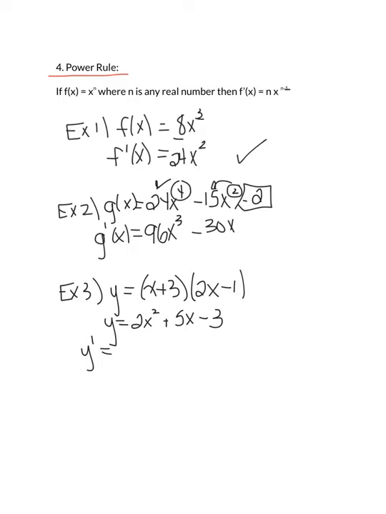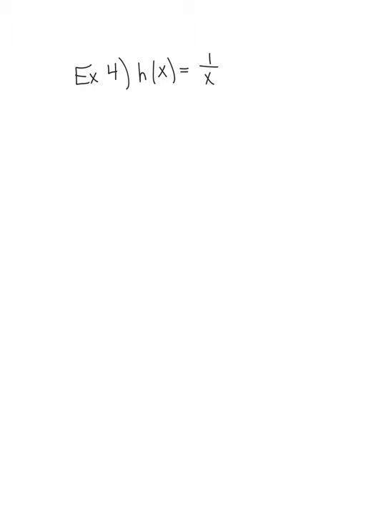So y prime is equal to 2 times 2, so 4x plus 5. Since this is a power of 1, I am essentially doing 1 times 5. And then there is no x because the new exponent would be 0. This constant term goes away, and so my derivative is done.